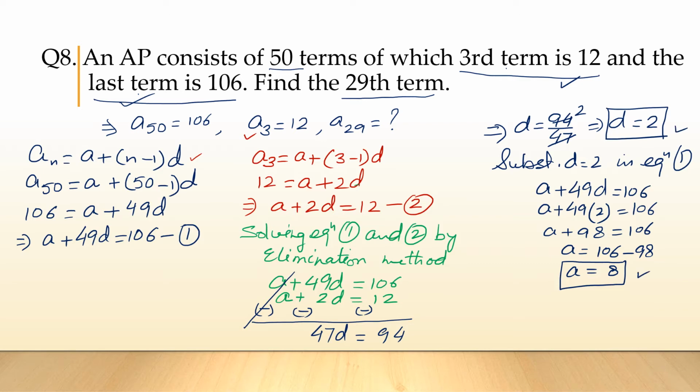Let's find the 29th term. So A29 can be written as a plus 29 minus 1 d. The value of a is 8. 29 minus 1 is 28. And the common difference is 2, we had just calculated. So a plus 56. So this is equal to 64. So therefore the 29th term is 64.